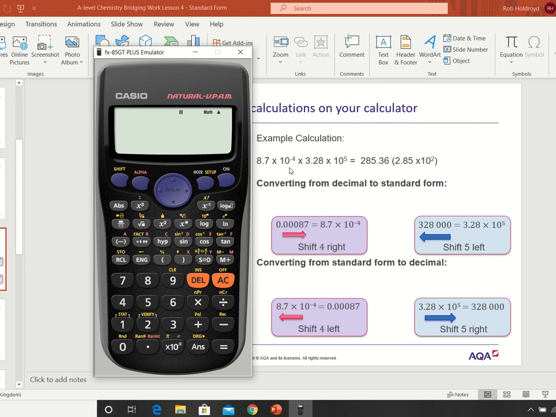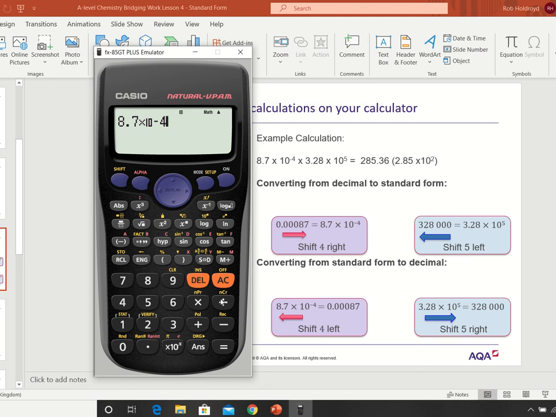So it's 8.7 times 10 to the minus 4. So I'm going to do 8.7. Then I'm going to press this button here. Then I need the minus and the 4. And the key point is that it's just a number. It looks, I suppose, complicated to the uninitiated in standard form, but it's just a number. It's just a shorthand way of writing a number.